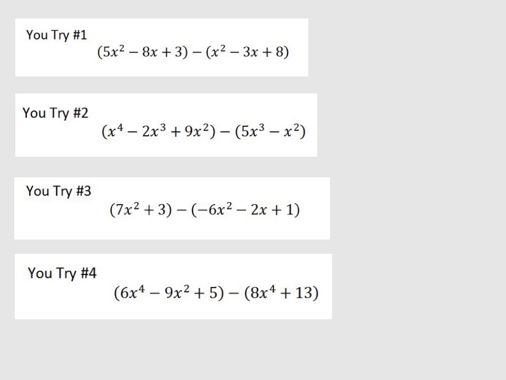Here are 4 problems for you to try. Remember, the very first thing you're going to do is take the second polynomial and make everything the opposite of what it was, and then you can add them together. Okay, go ahead and pause the video, and then the answers will appear after you restart the video.